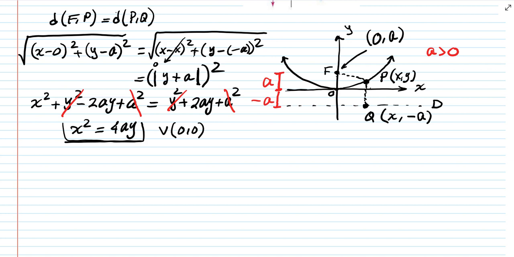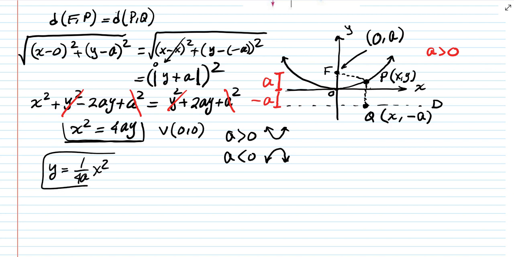Now, if a is positive, the parabola opens upwards. And if a is negative, the parabola opens downwards. Good. And if we solve this for y, dividing both sides by 4a, we get the familiar polynomial form.